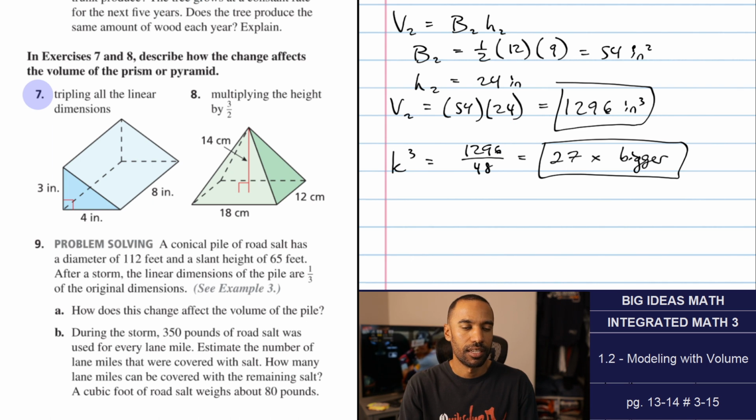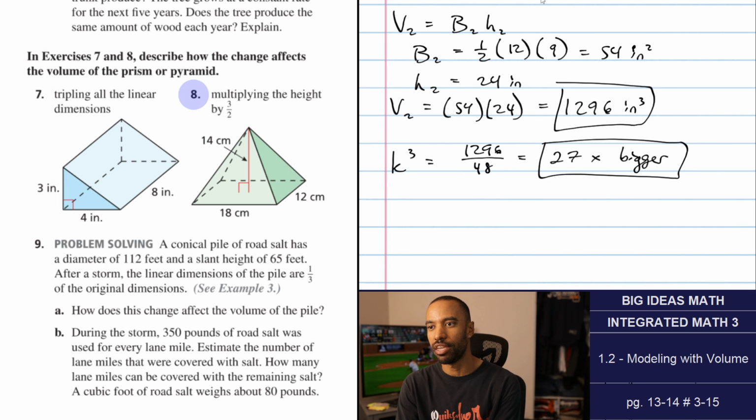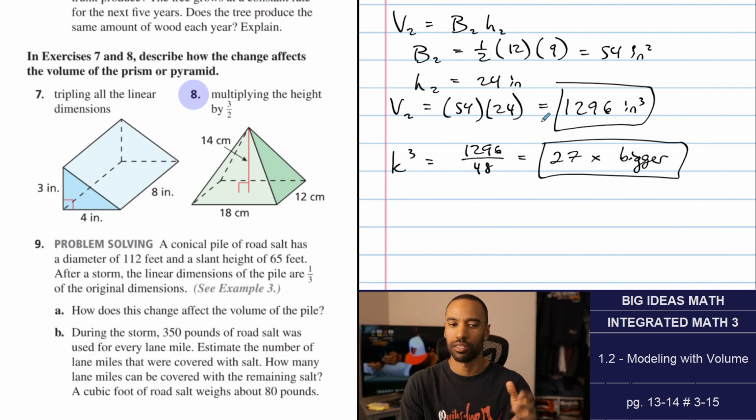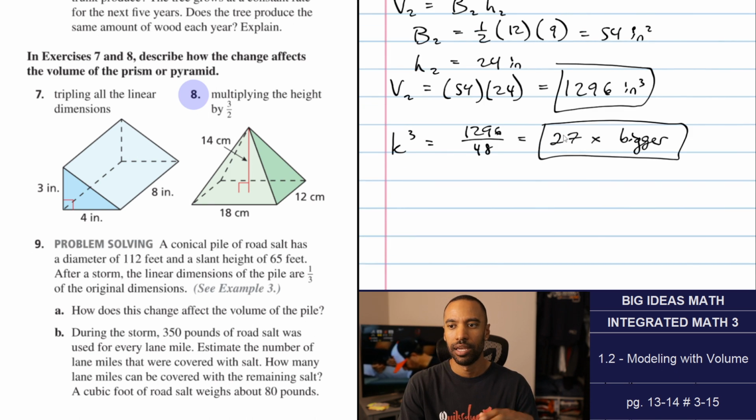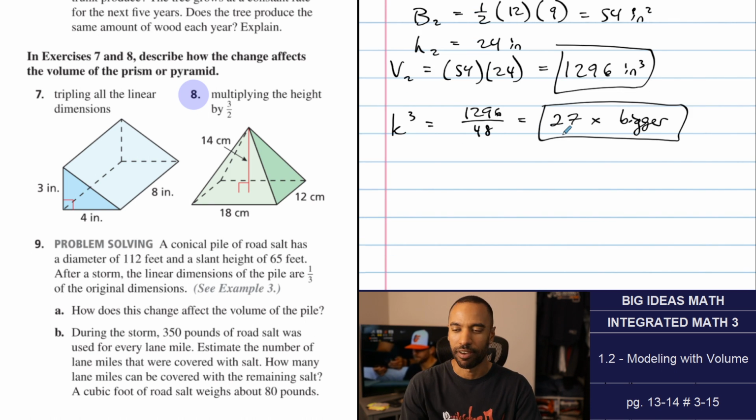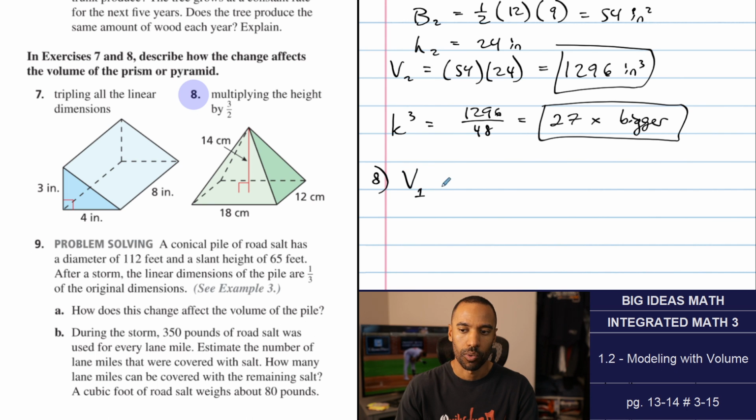Number 8, we're taking a pyramid, multiplying the height by 3 halves. If just the height, one single dimension, gets affected, 3 halves is also 1.5, by the way, then the entire volume is going to be 1.5 times bigger. So I'm previewing your answer before you get the answer itself. But let's figure out how to find the volume of a pyramid. This is a rectangular pyramid, and the volume of any pyramid is 1/3 area of base times height. So object 1 is 1/3 area of base times height.